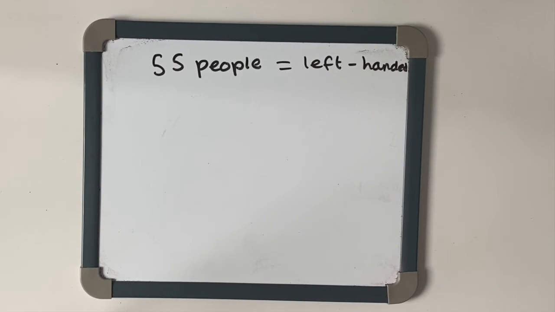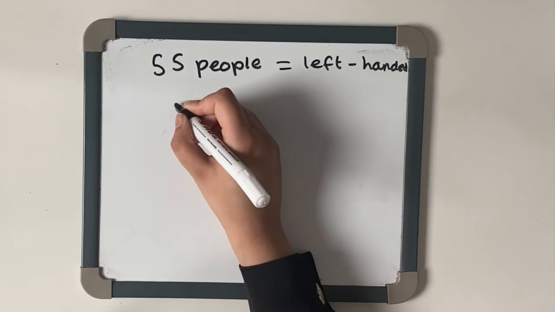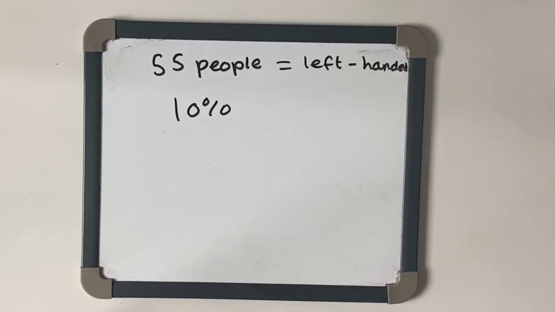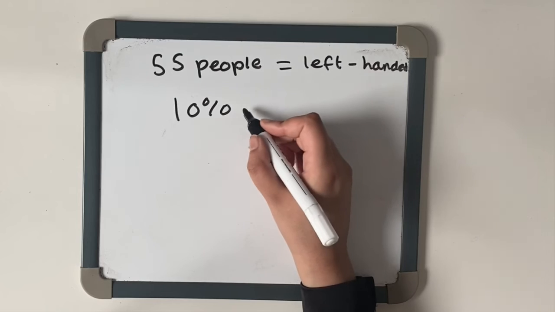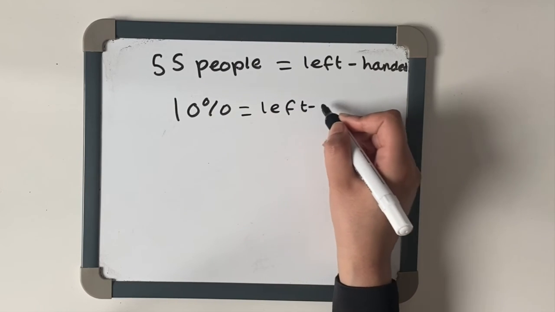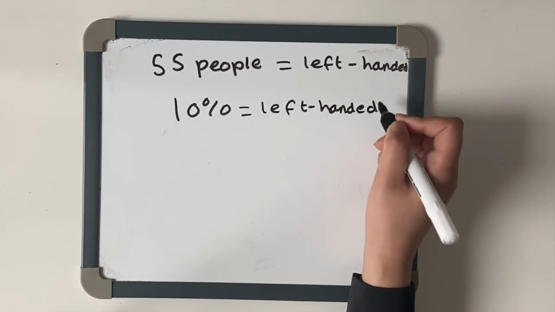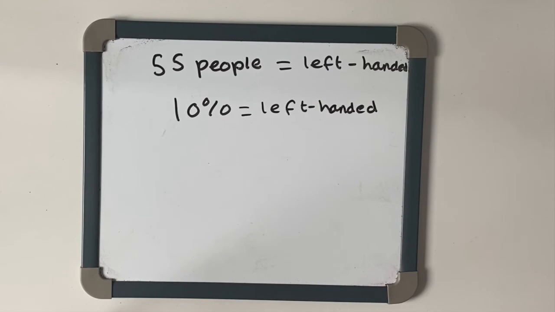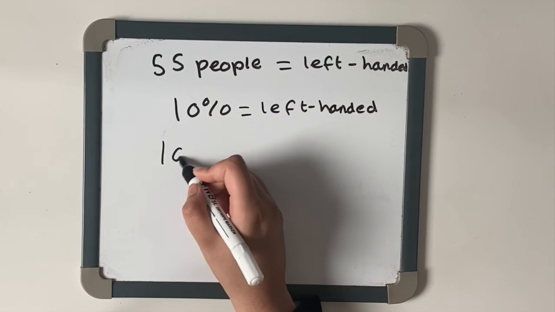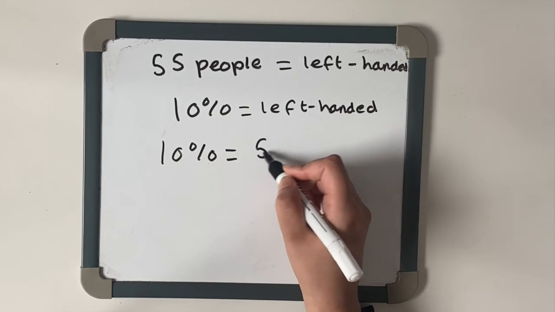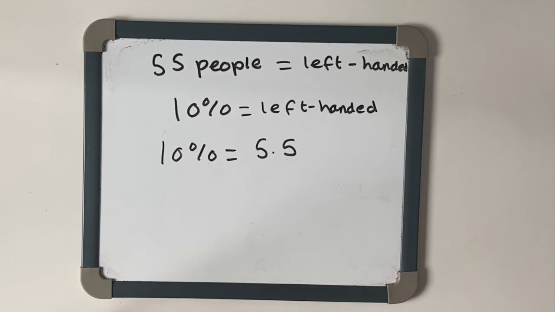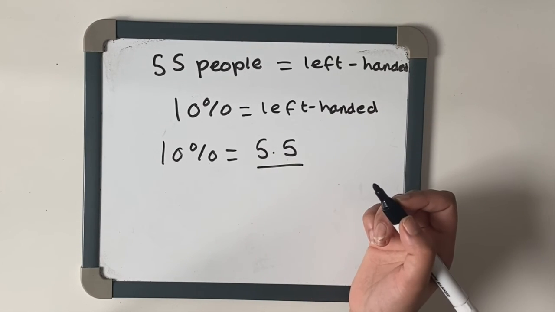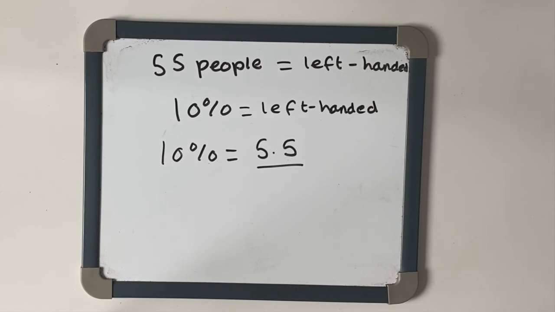Okay, so Liam says the results show that exactly 10% of the people in this survey are left-handed. But the question is asking, explain why Liam cannot be correct. Well, let's use our skills first. Let's do 10% of 55. 10% of 55 is 5.5. Well, because 10% of 55 is 5.5, you cannot have 0.5 of a person. So that's why Liam cannot be correct.